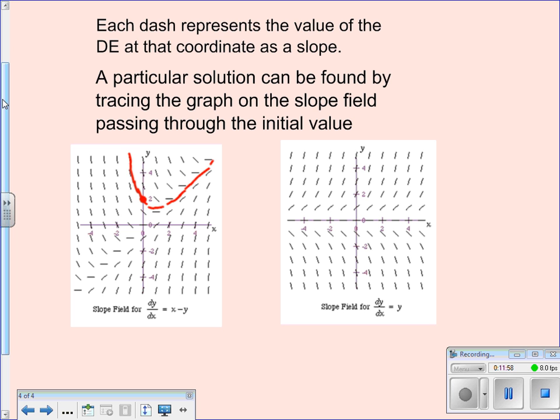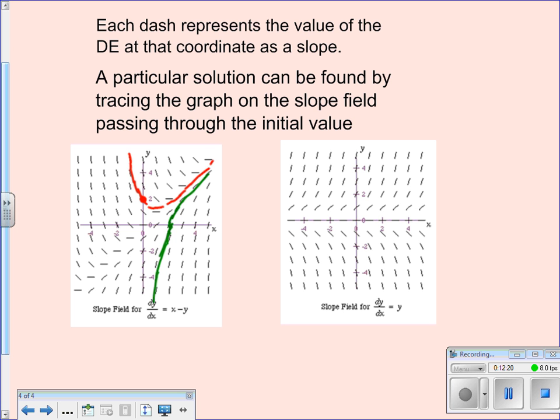Let's say I want to do a particular solution passing through (2, 0). Go to (2, 0). And I go, okay, the dashes tell me I go like this, and then I go about like that. You just follow the dashes as best you can.